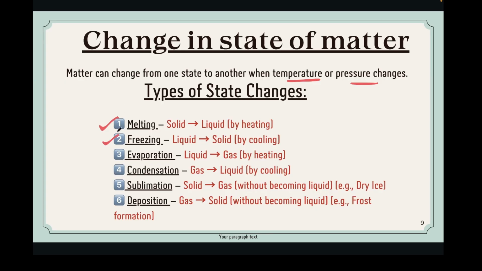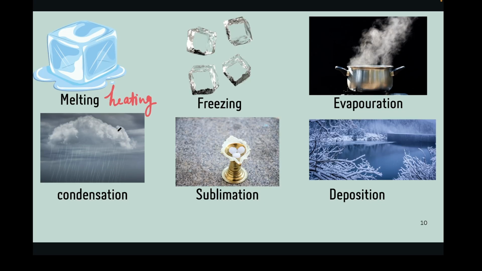Next is freezing. When you place water in a freezer, it turns into ice. So what happens in freezing? When a liquid is cooled, it loses heat energy and its particles slow down. At freezing point, it becomes a solid. For example, water freezes to form ice. That means liquid state changes into solid by cooling is called freezing.